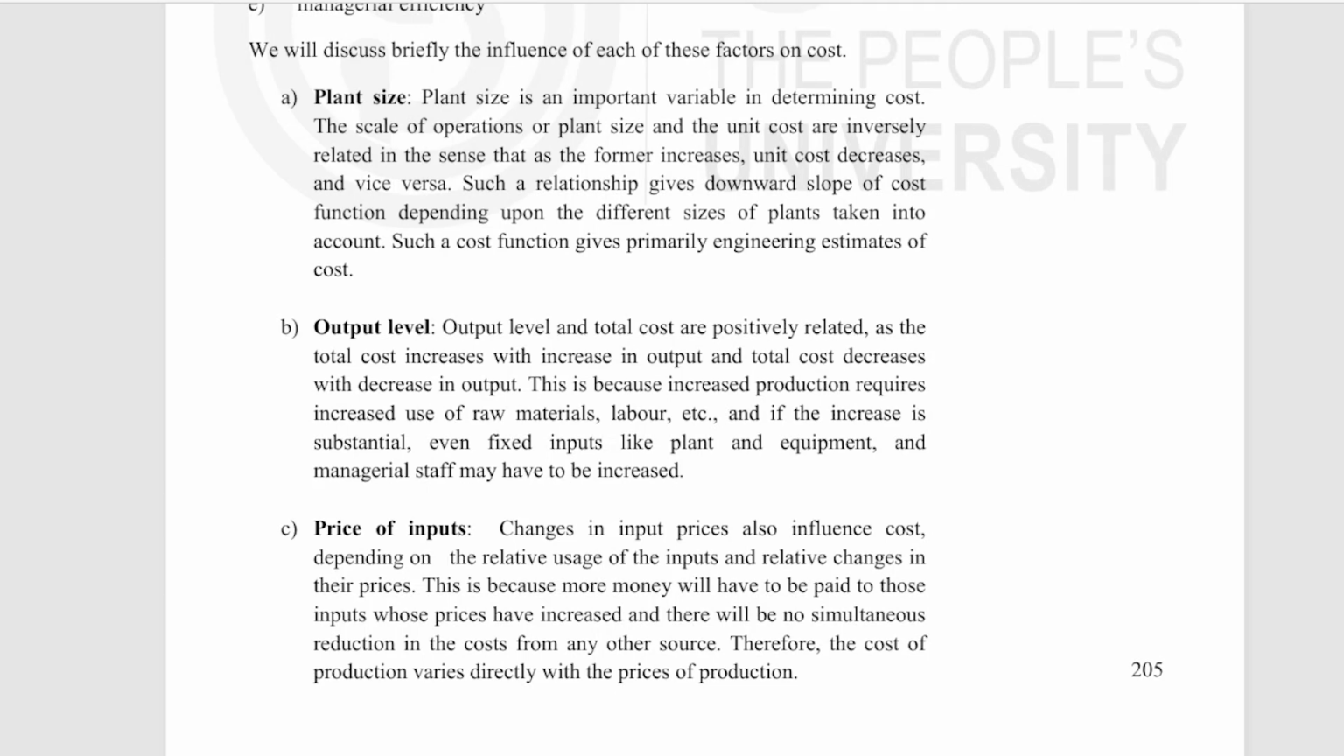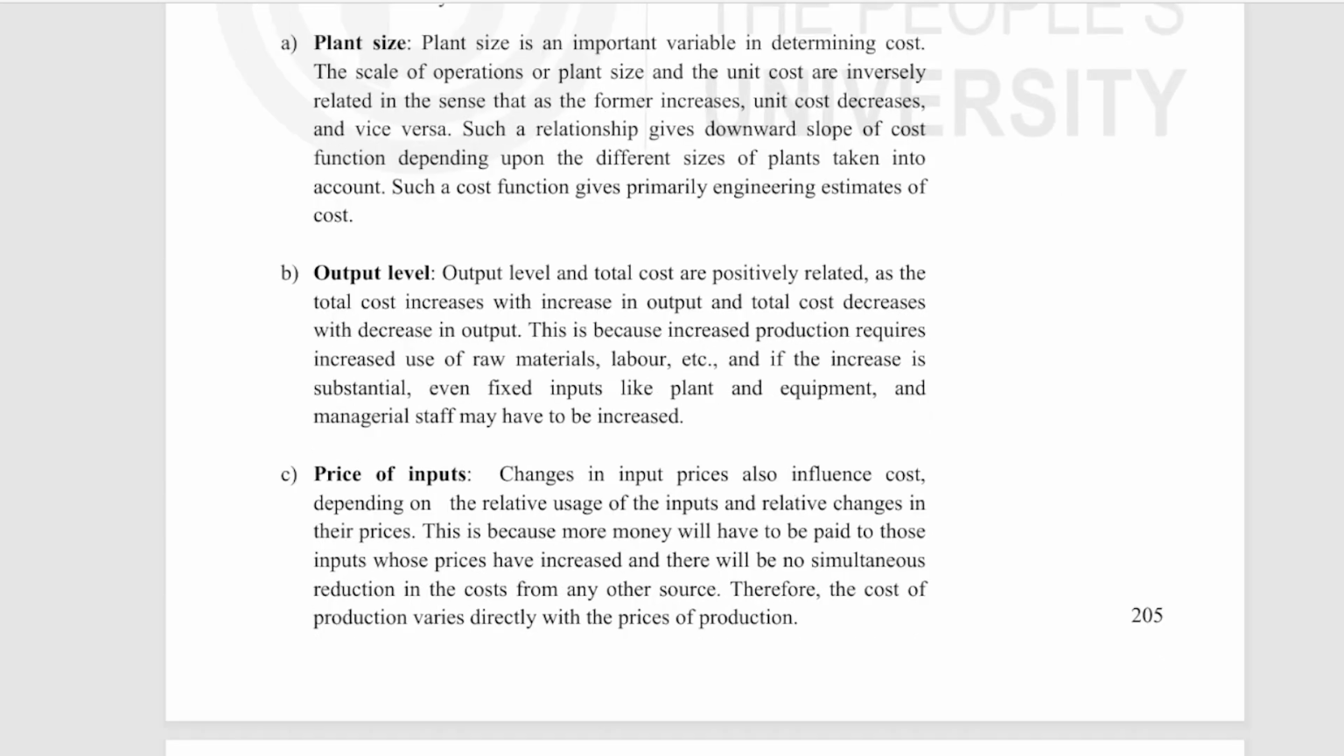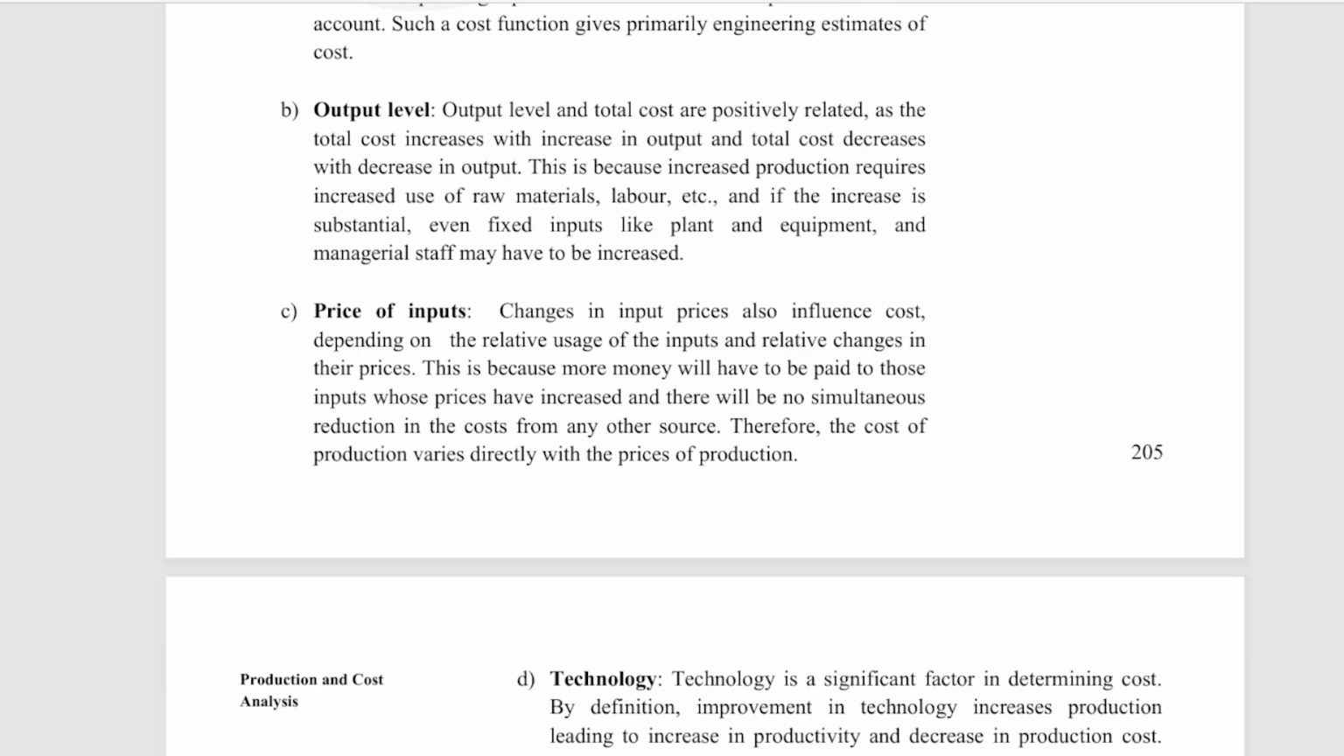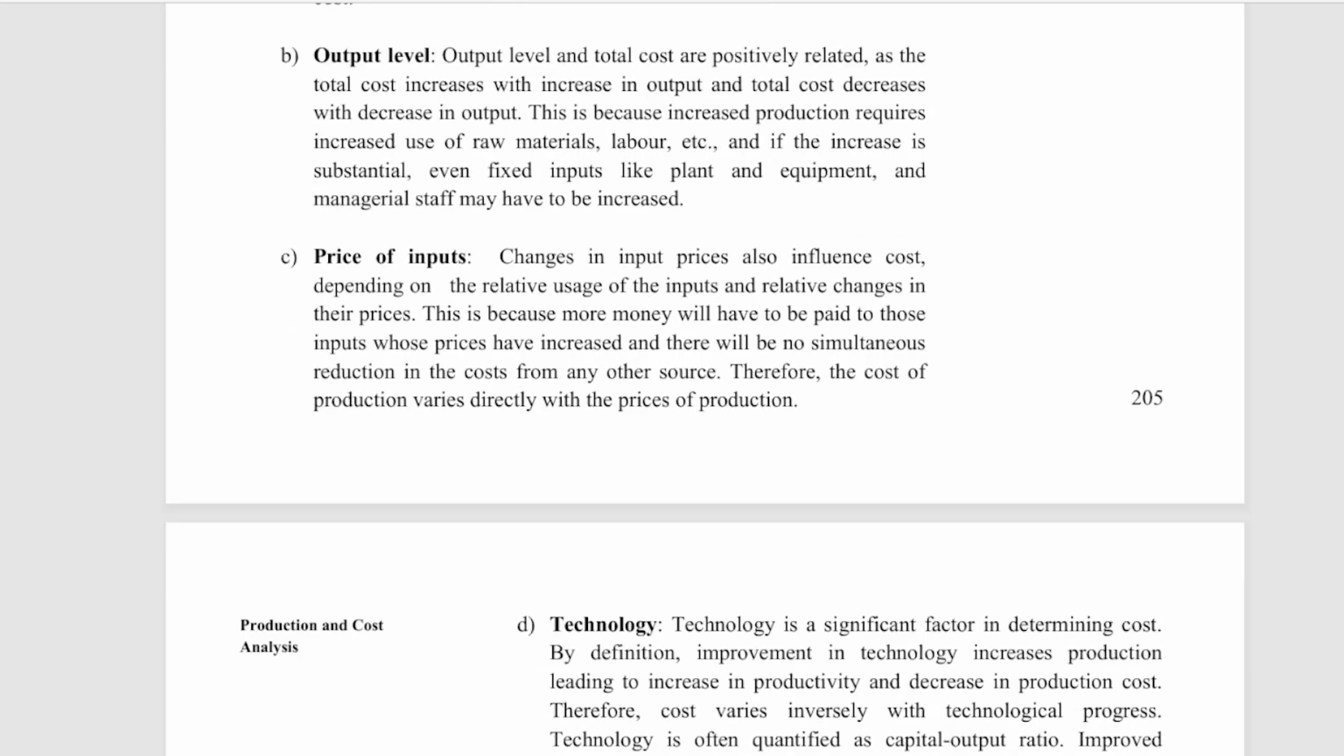Plant size is an important variable in determining cost. And output level and the total cost are positively related, as the total cost increases with the increase in output, and total cost decreases with the decrease in output.